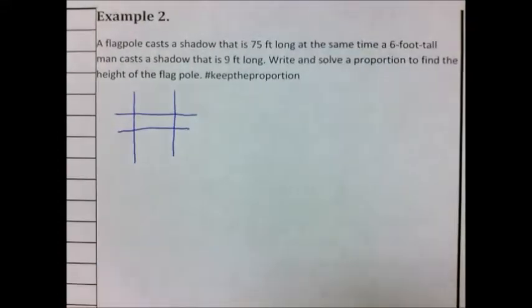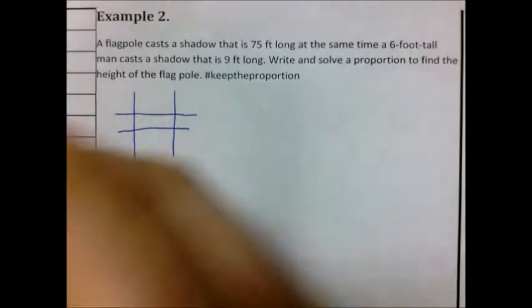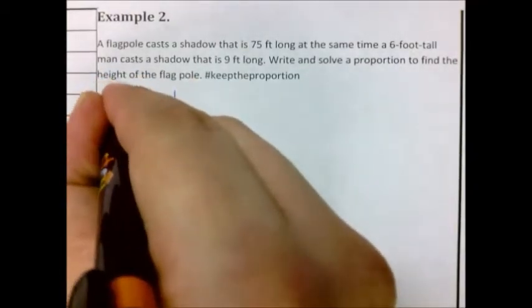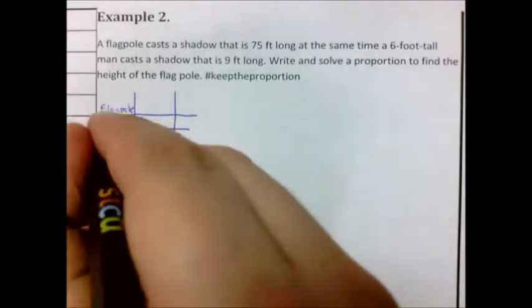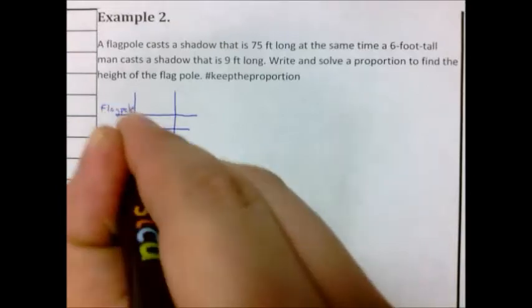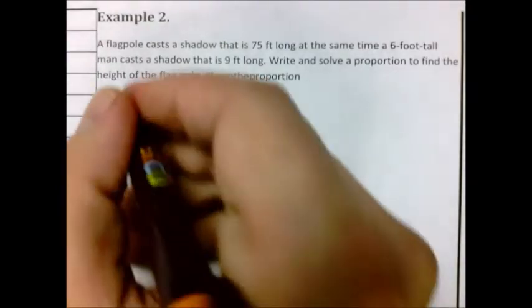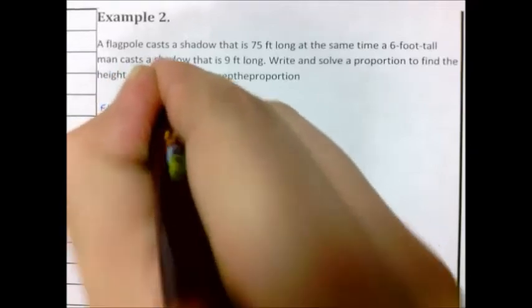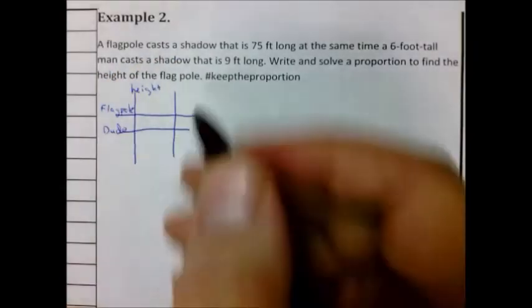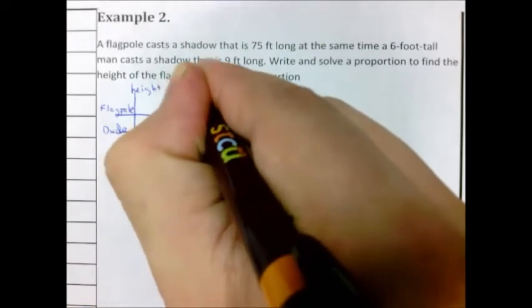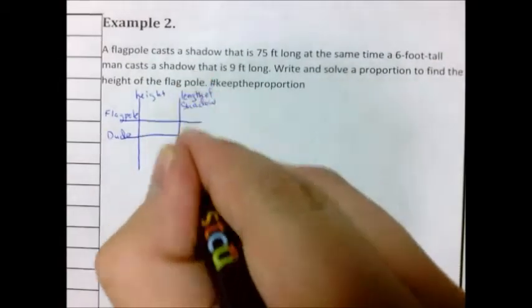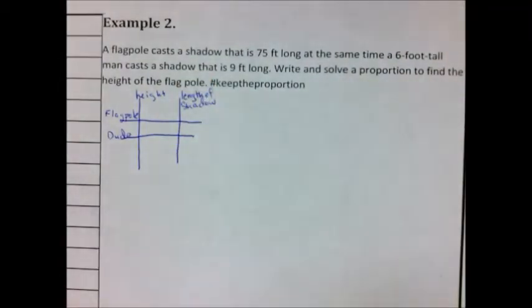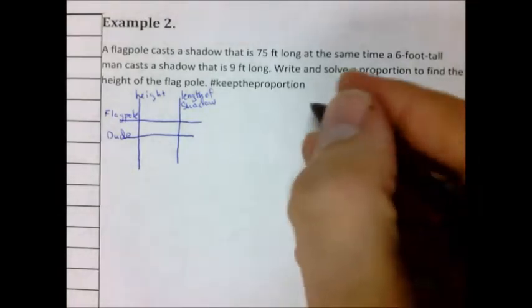What that means is that we have to keep things organized. So we're going to keep everything about the flagpole on this line here. Everything about that man, that dude, we're going to keep over on this line. The height of the object is going to be along this line, and then the length of the shadow is going to be on this line right here. So we're keeping everything in line. Okay, we made a little hashtag right here. So let's go ahead and fill in those things.